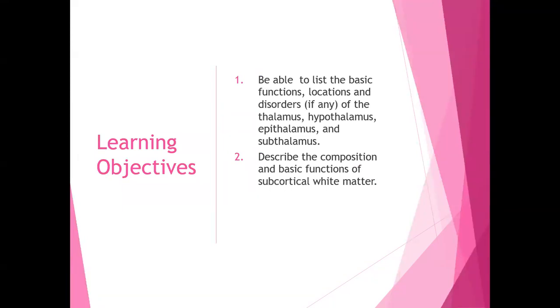There aren't disorders for all of them. Of the thalamus, hypothalamus, epithalamus, and subthalamus, basically everything with the word thalamus in it. And to describe the composition and basic functions of subcortical white matter. So subcortical, under the cortex, white matter, it's axons taking information, right? So that almost gives you the answer just by its name. Isn't that nice? Very nice.